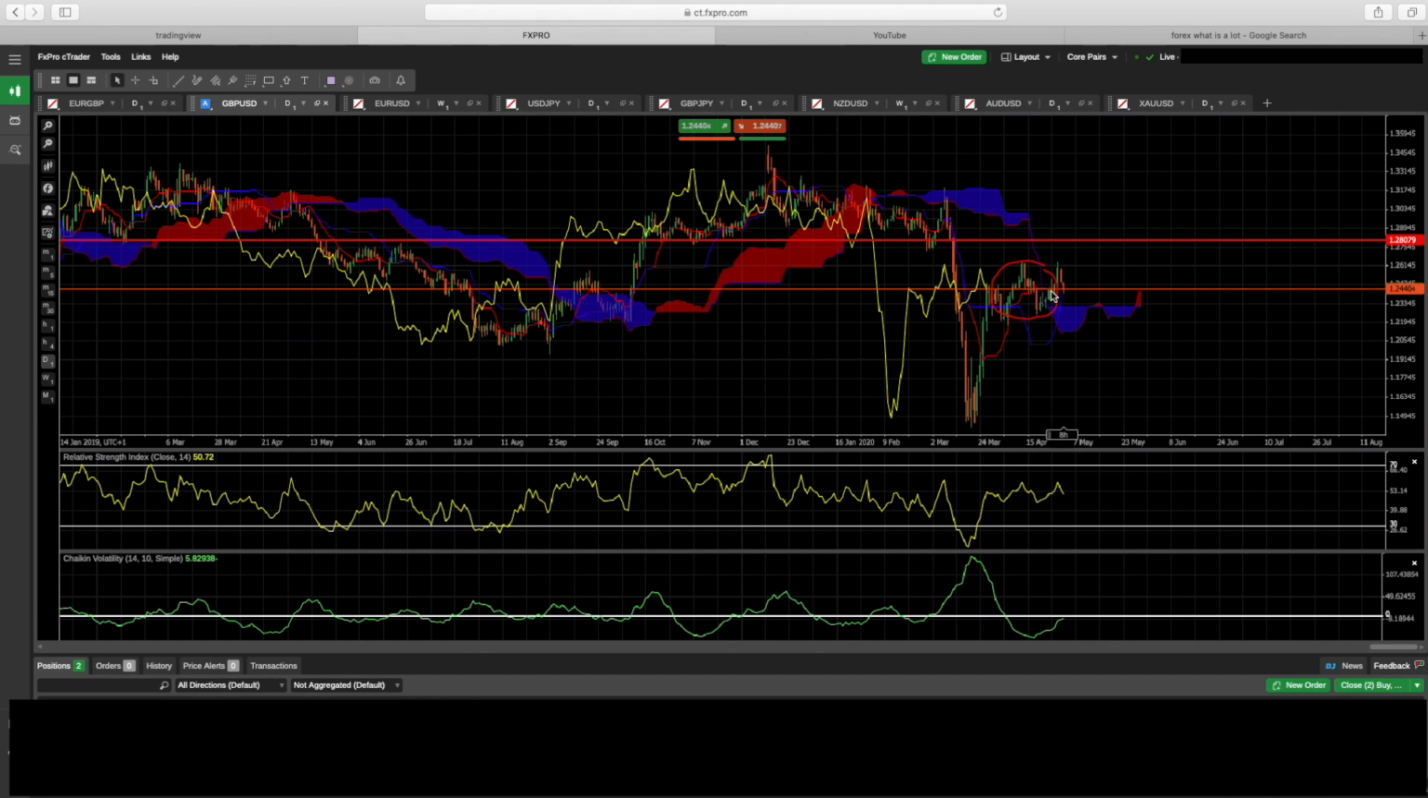Yeah, so we're kind of still consolidating here, and we've closed above the cloud. We're looking for the support level to be tested, a signal for us to be able to go into this and looking to short this pair. But then, as I said, it all depends on what the fundamentals are at this point in time.